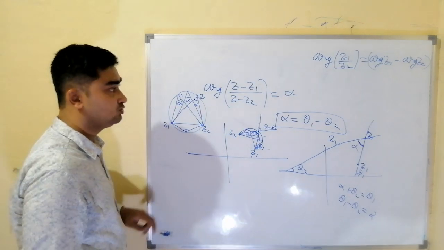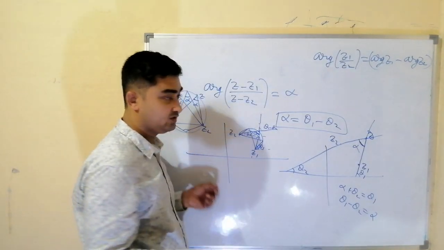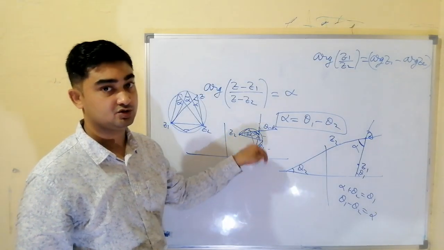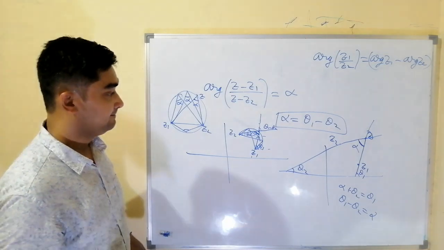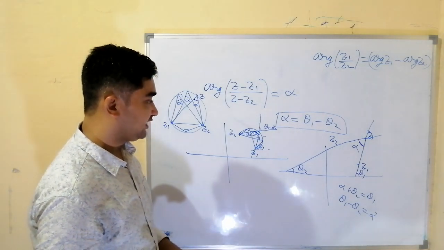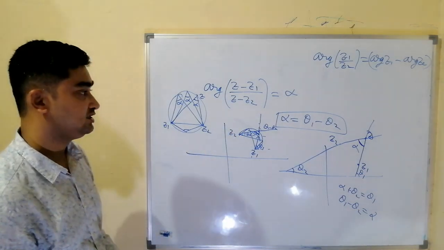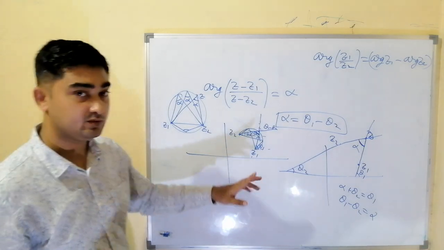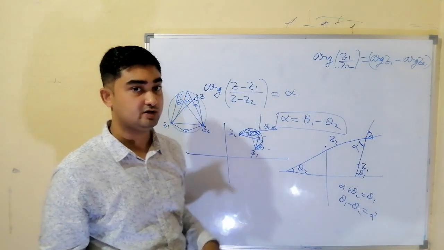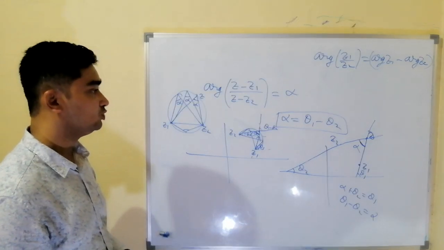Then if alpha is pi by 2, Z1 and Z2 will become endpoints of a diameter, and this will become the equation of a semicircle. Z1 and Z2 will become the endpoints of the diameter and the center will be (Z1 plus Z2) by 2, the midpoint of Z1 and Z2. Section formula is also applicable in complex numbers, like in coordinate geometry. So the midpoint is (Z1 plus Z2) by 2.